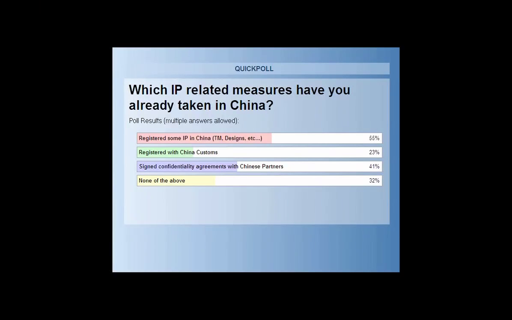But right now, in terms of what we have in terms of results here, with about 80% of you voted now, it seems 55%, a really healthy amount, has registered some IP in China, which is quite promising. 23% of you have registered with China Customs, and 41% of you have signed confidential agreements, and 32% have done none of the above. Okay, so fairly encouraging results there in terms of at least 50% that have registered IP in China there, Maarten.